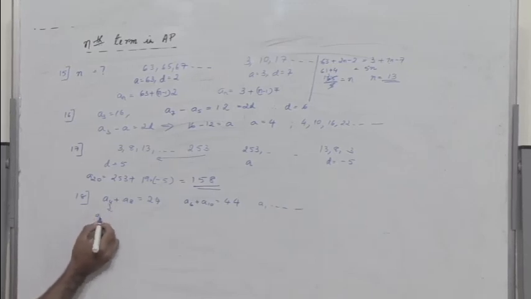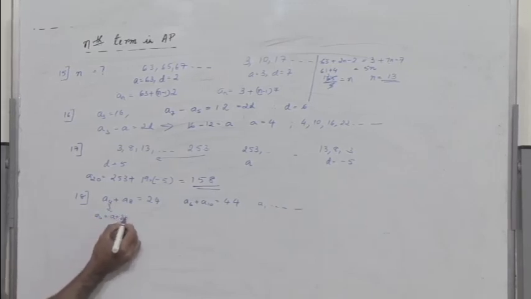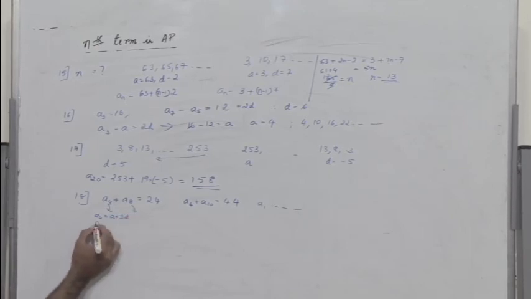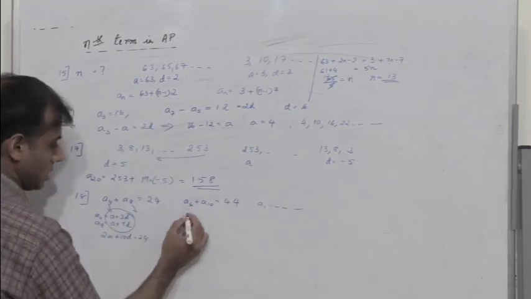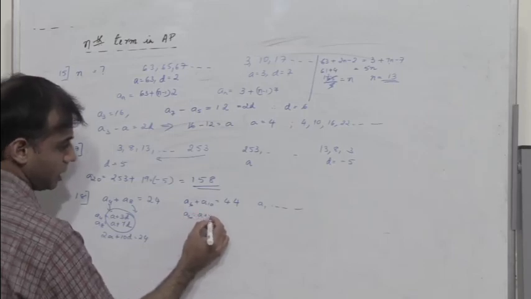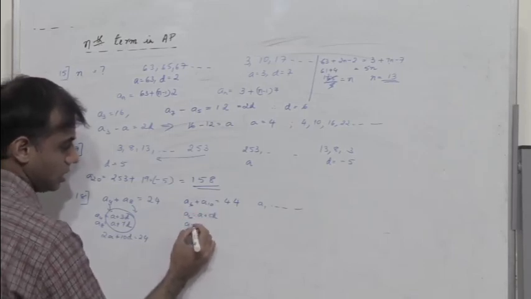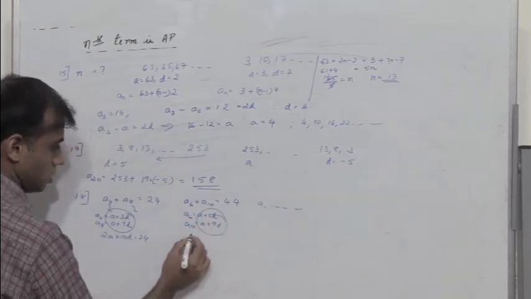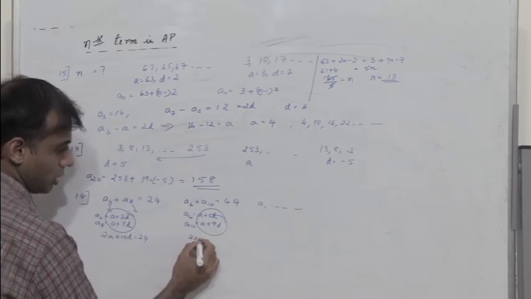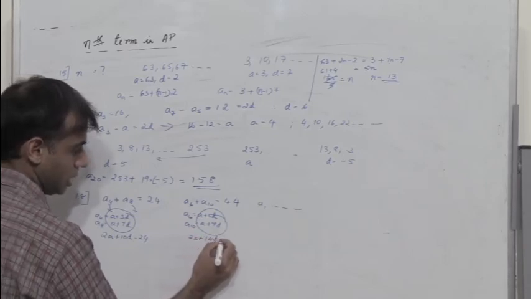So we know that A4 is nothing but A plus 3D, whereas A8 is again A plus 7D, right? So when I add these two, I get 2A plus 10D equals 24. Similarly, A6 is A plus 5D and A10 is A plus 9D. So when I add these two, we get 2A plus 14D equals 44.